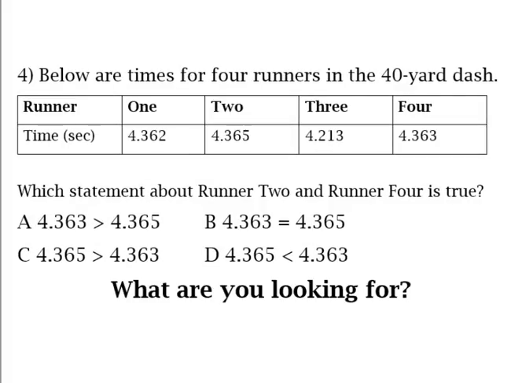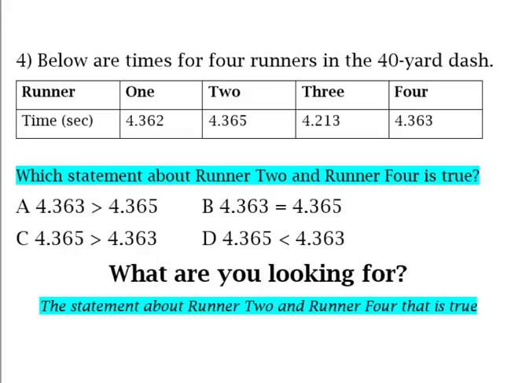What are we looking for? We are looking for the statement about runner 2 and runner 4 that is true. And this is an example of why it is important to find out what we are looking for, because since we're only focusing on runner 2 and runner 4, do we have an interest in what runner 1's and runner 3's time is? No, we don't. Okay?